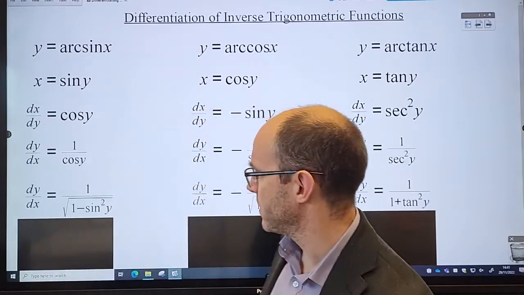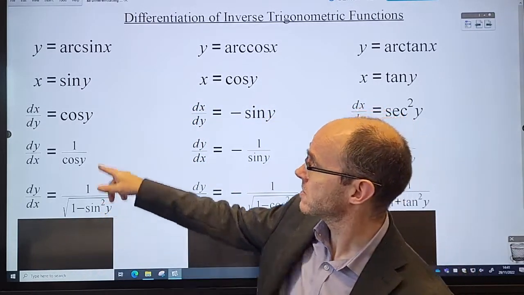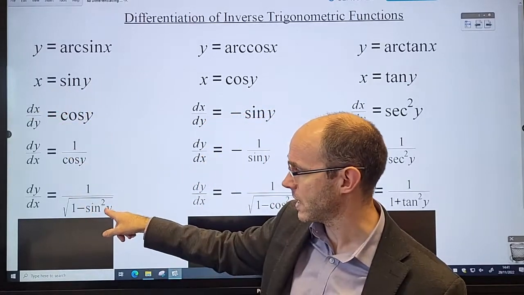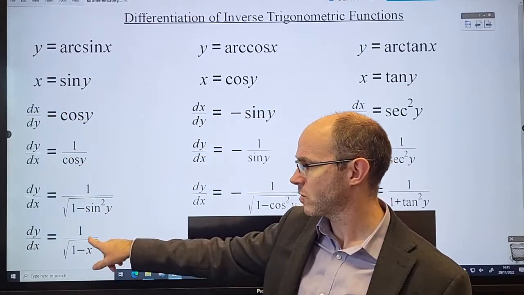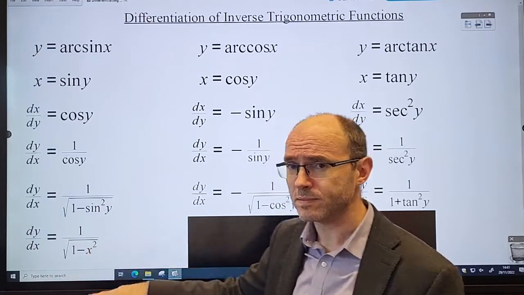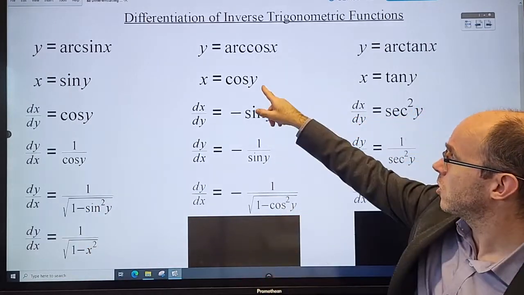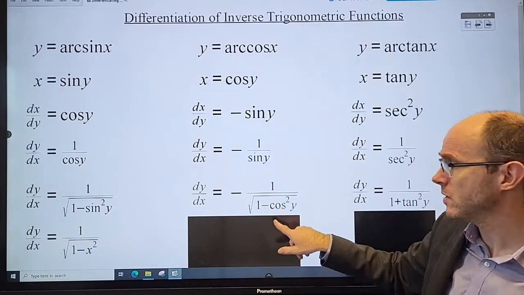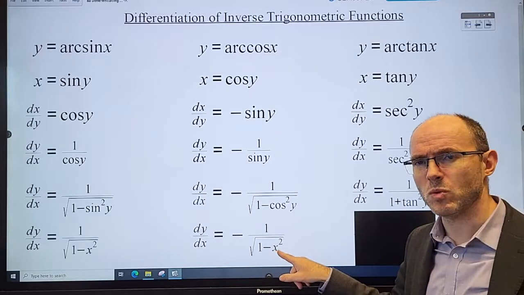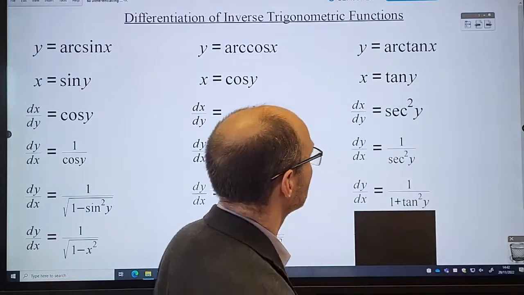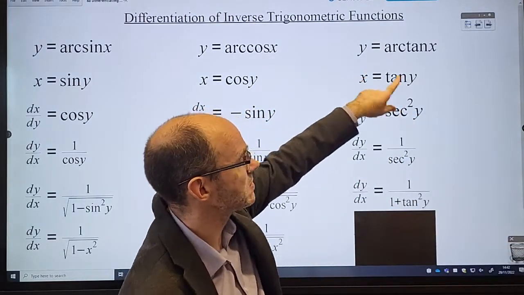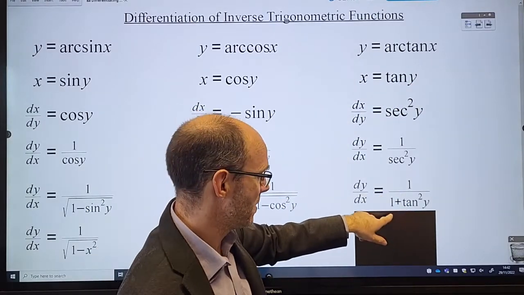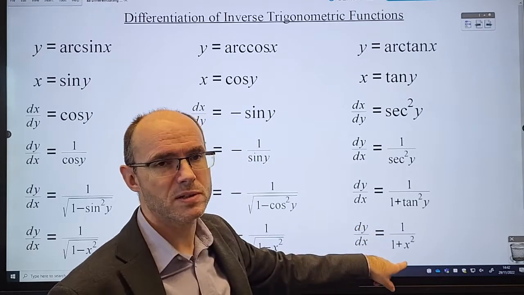Right, final step, we want to write it in terms of x, don't forget. So sine y is x, so sine squared y is x squared. So our answer is 1 over root 1 minus x squared. Similar with this, cos y is x, so cos squared y is x squared. So that is going to be negative 1 over root 1 minus x squared. And finally, because we've got tan y is x, tan squared y will be x squared. There's no root there, notice. That's just going to be 1 over 1 plus x squared.